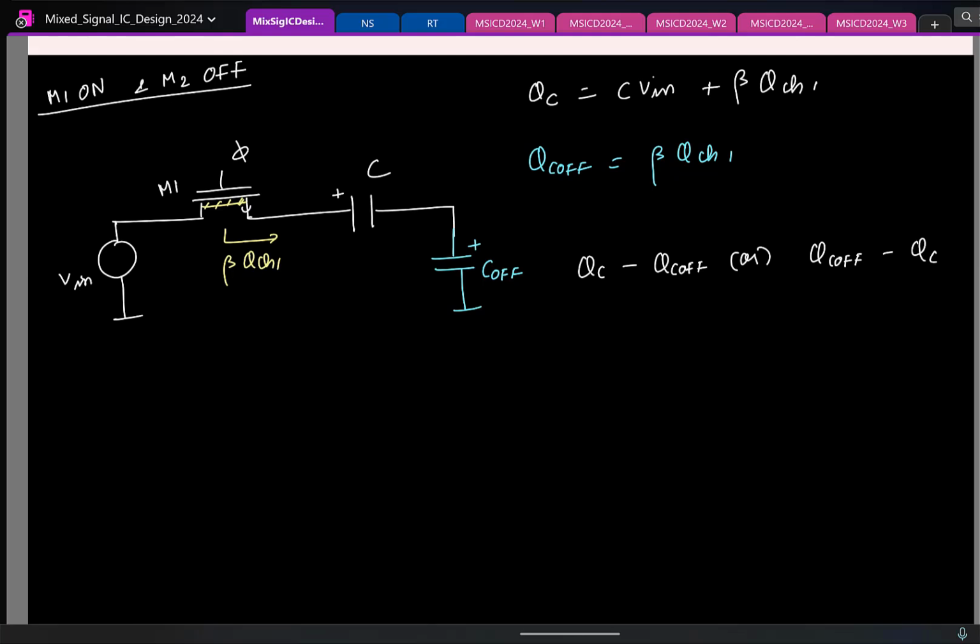That begs a question: how can you add or subtract charges? Let me take you back to your class 10th or class 11th. Let us say I have a capacitor C1 charged to some charge Q1, and another capacitor C2 charged to Q2. How can I add the two charges now?